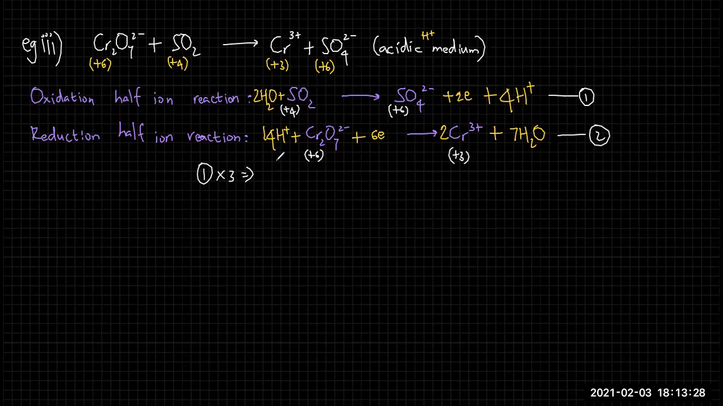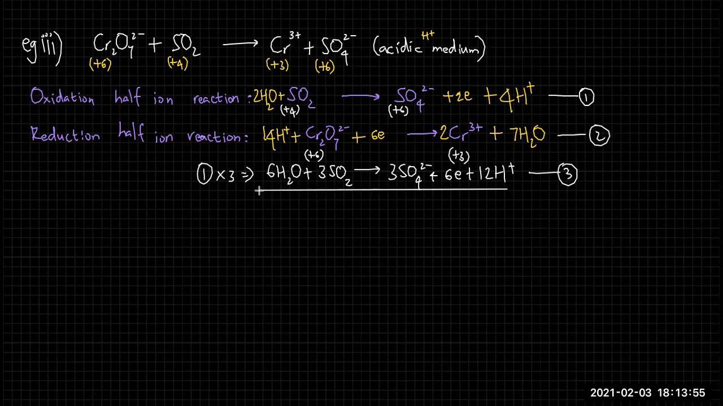So if you multiply the left hand side by 3, it will be 6H2O plus 3SO2. And on the right hand side, 3SO4 2 minus plus 6 electrons plus 12H plus. And that is the third equation. Now, when you add them, you have to be very, very careful. You are going to add 2 and 3, because in 2 and 3 we have an equal number of electrons.